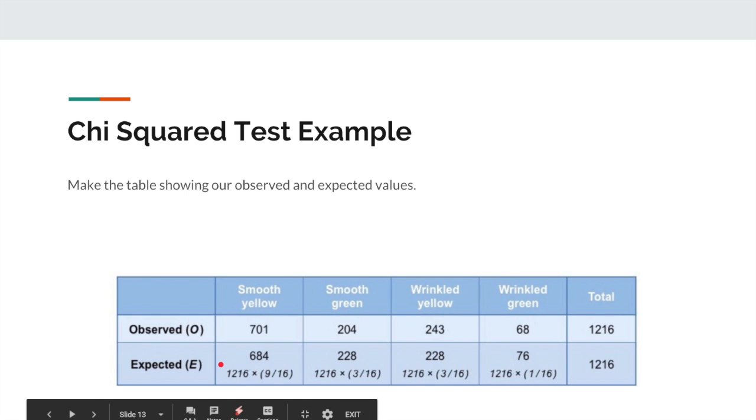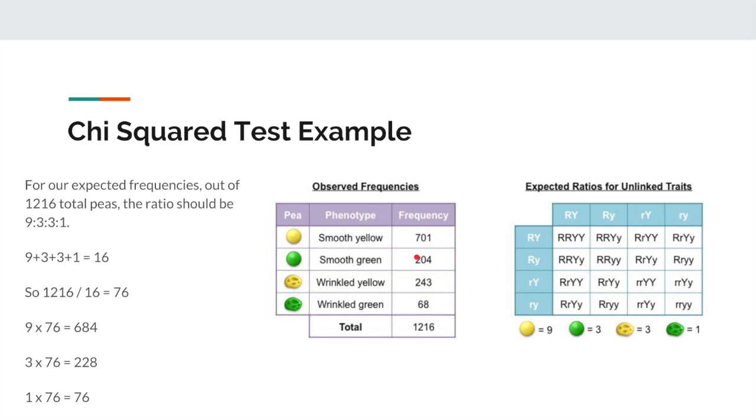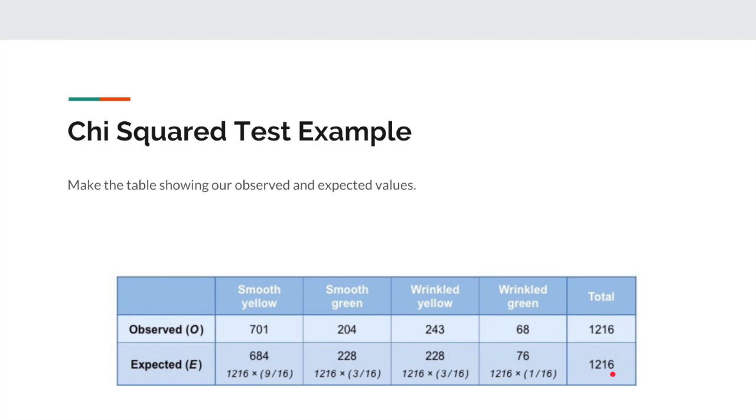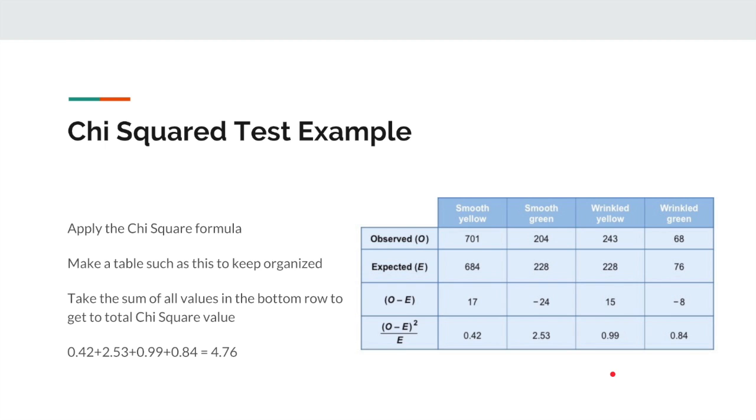Then we put all of that into a table to keep ourselves organized. We have our observed numbers, 701, 204, 243, and 68. These are all just from this table here. And then our expected numbers from that equation right there. We have the same total there. If you don't have the same total, then there was an issue with your math.